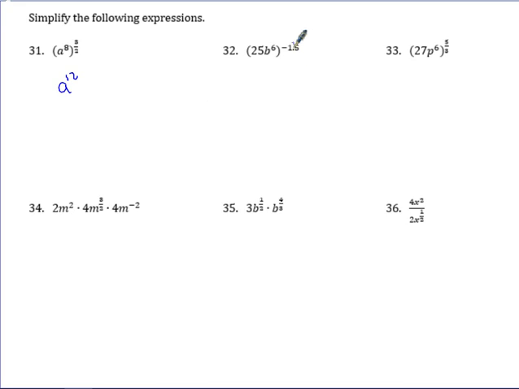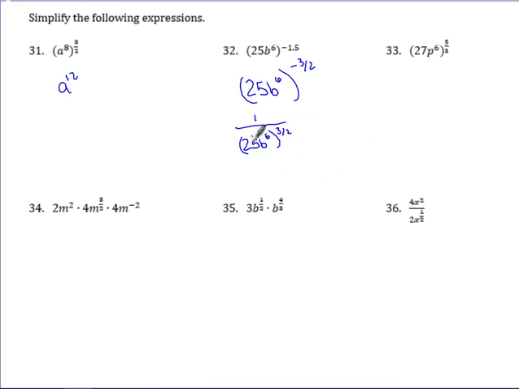Here I'm going to rewrite the decimal as a fraction. So I have 25b to the 6th. And negative 1/2 is negative 3/2. That is, to get rid of the negative part, I have to change it to a fraction. So I have 1 over 25b to the 6th to the 3/2 power.